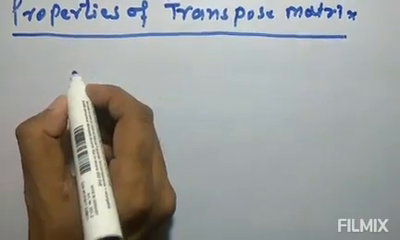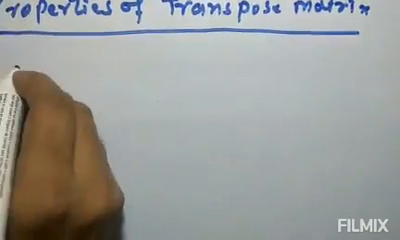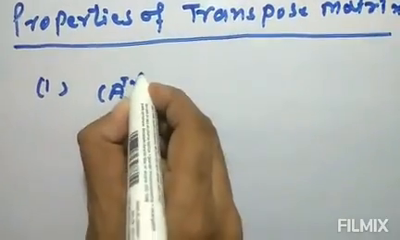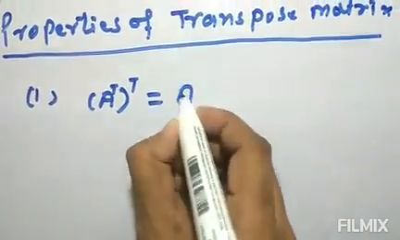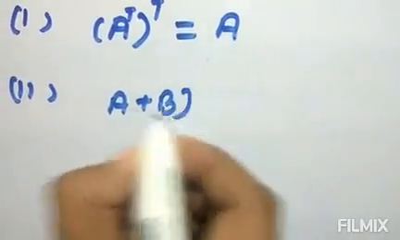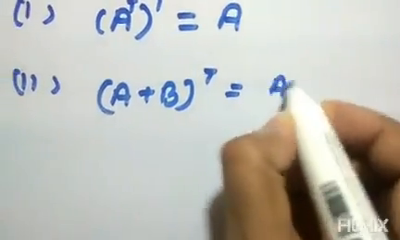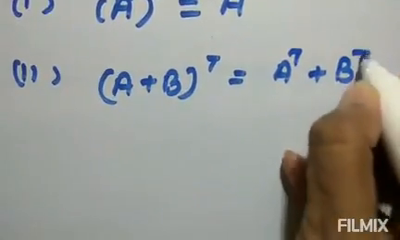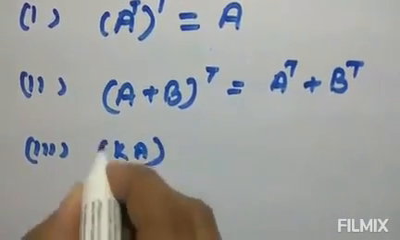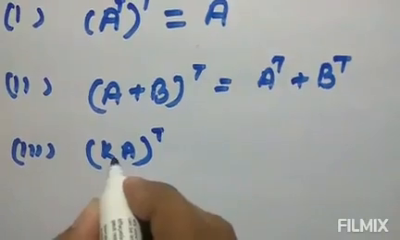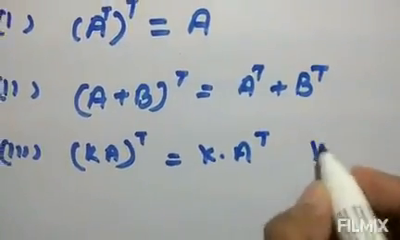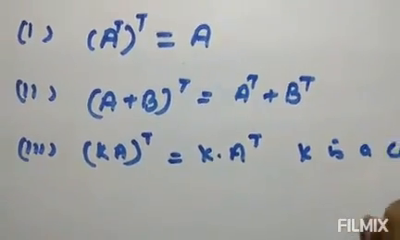Properties of transpose matrix. First property, transpose of A whole transpose it is equals to A. Second one, (A plus B) transpose it is equals to A transpose plus B transpose. Next one, (kA) whole transpose, k is a constant, so k times of A transpose, where k is a constant.